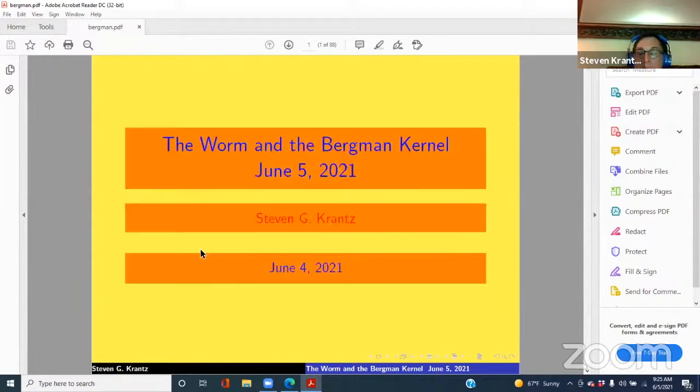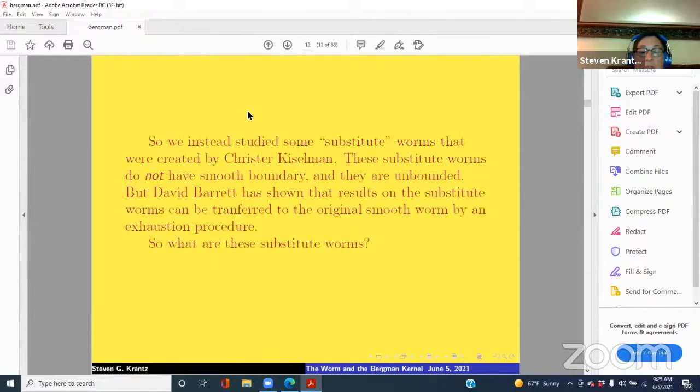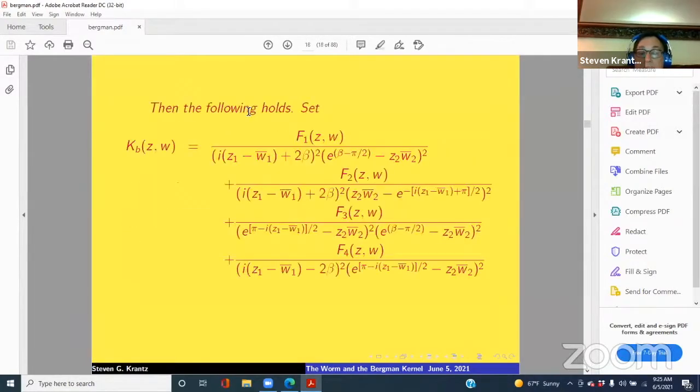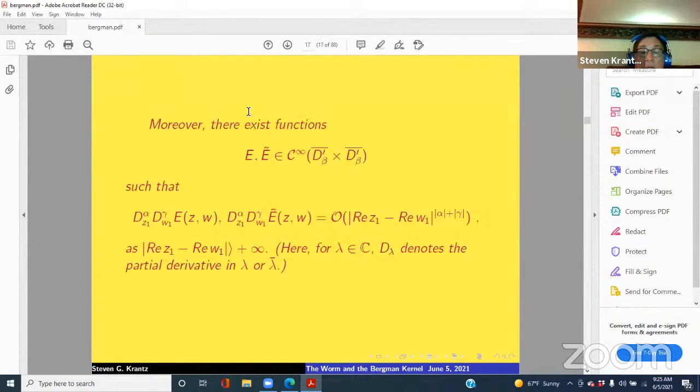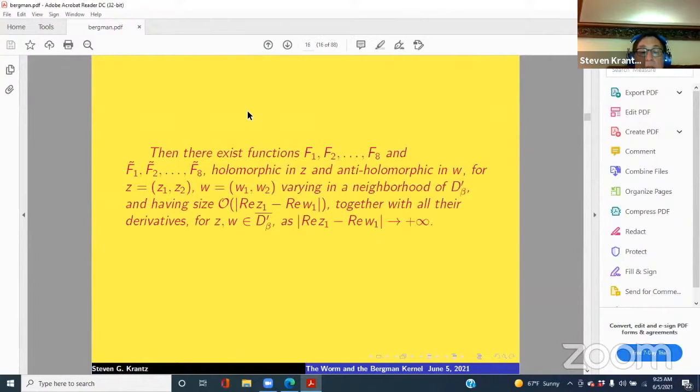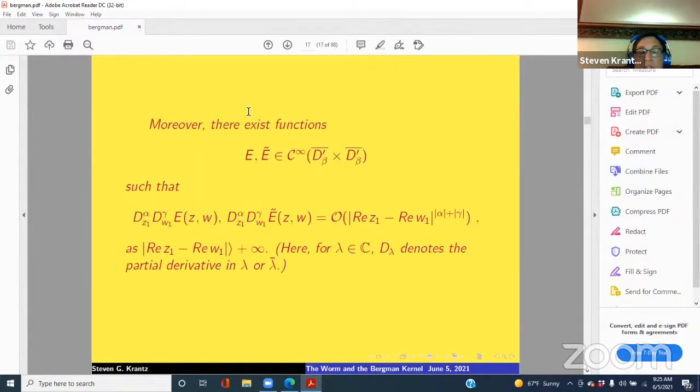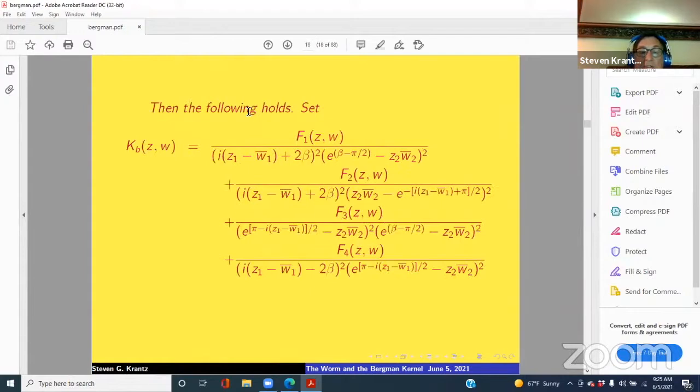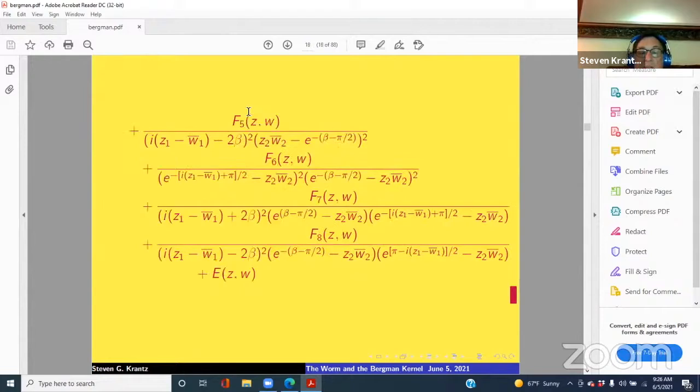And now we claim, oops, what happened here? Okay, so we have functions f1 through f8 and f1 tilde through f8 tilde satisfying size conditions, and e and e tilde, and they and their derivatives satisfy size conditions. And then we define a new function k sub b in terms of the f's, and there are 8 terms, as you can see, plus an error term.